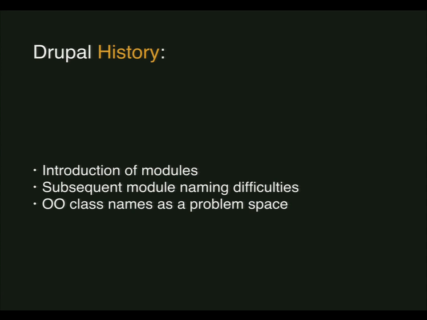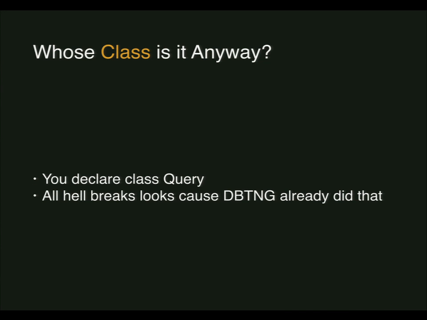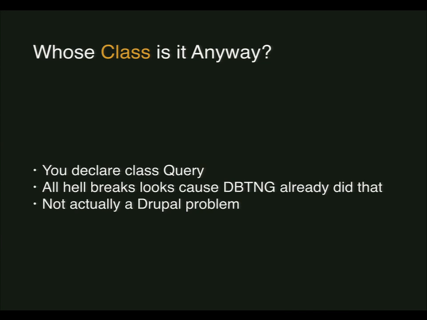So this persisted outside because we went on to have OO class names as a problem space, right? Like, you can't just have a views class. No, you cannot have that. You can't have a database class. Larry's got that, right? That's not yours to have. Someone else already has it. Let's see. Whose class is it anyways? So yeah, you declare a class query. All hell breaks loose because Larry already did that.